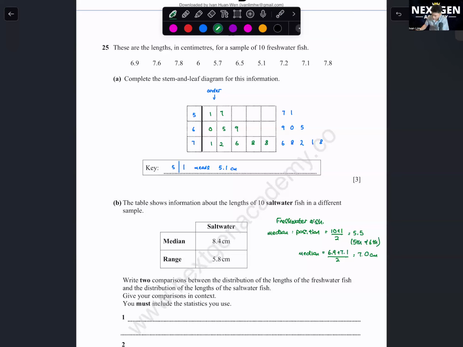Okay, what is the range? Range means we take the biggest minus the smallest value. So 7.8 minus 5.1 will be equal to 2.7.